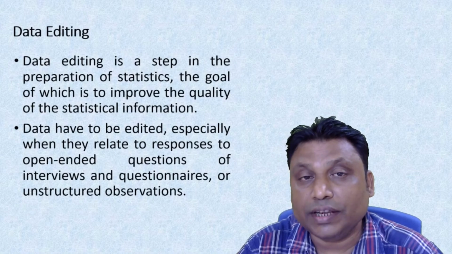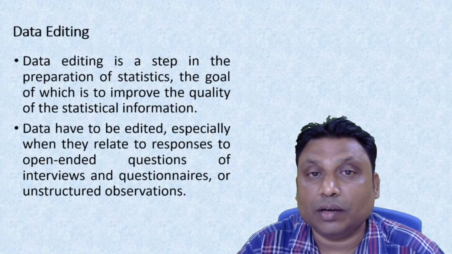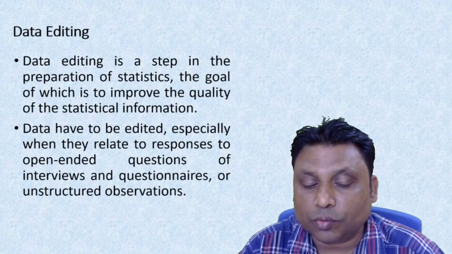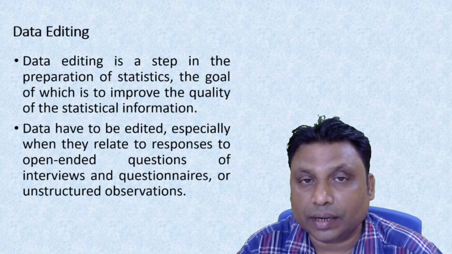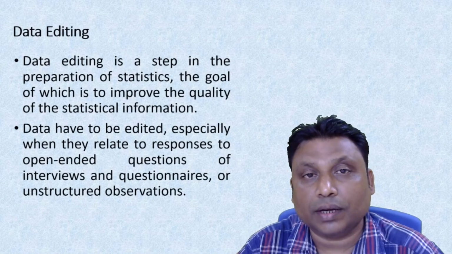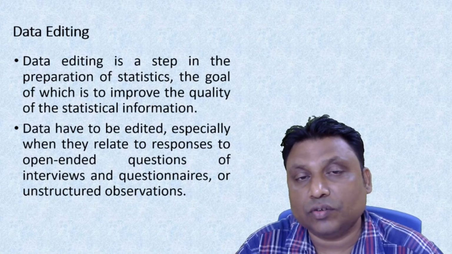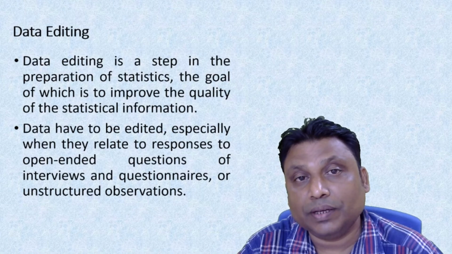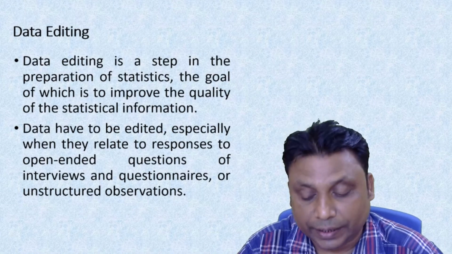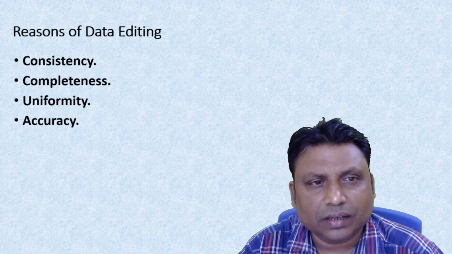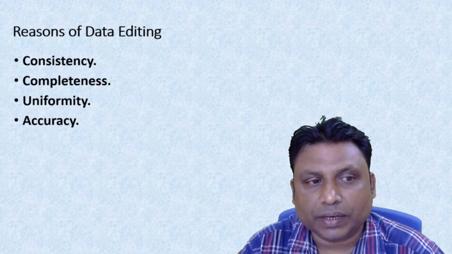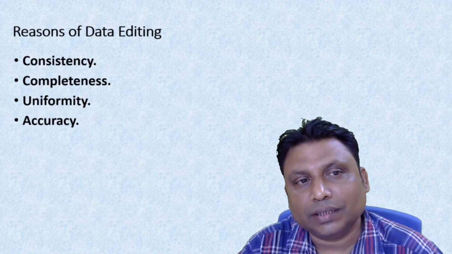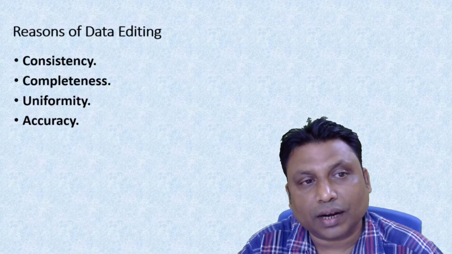In that case you have to put numerical values and mention them. Suppose 1 is for the 10 to 20 age group, 2 for 20 to 30, 3 for 30 to 40, 4 for 40 to 50, and 5 for more than 50 age group. So this is editing. What is the reason? For consistency, completeness, uniformity, and accuracy. These four categories are the reasons for data editing. The 4 points are there.